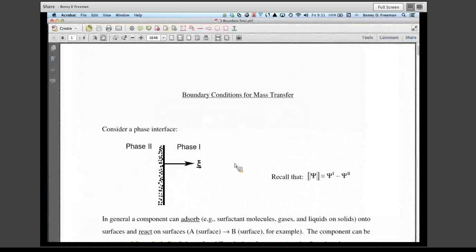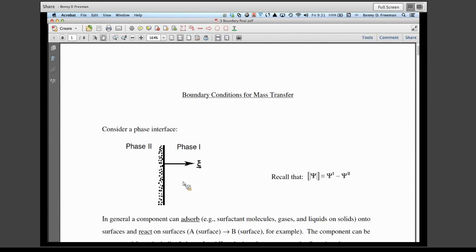Okay. And we considered a phase interface as shown here in this diagram, where we have a unit normal pointing from one phase to another. This could be, for example, a liquid in phase 2 and a gas in phase 1, or a solid in phase 2 and a gas in phase 1, or a liquid in phase 1.